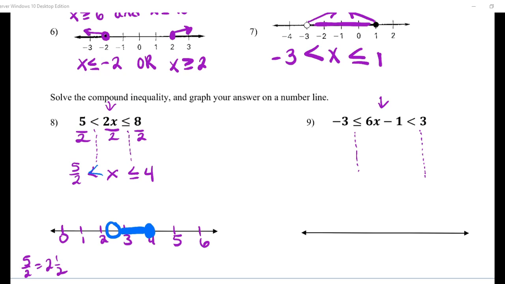Okay, so now let's do a two-step. So we have 6x minus 1 in the middle. So our first step would be to add 1 to all three sides. I tend to just wait till the end to fill in the inequality symbols, but you could certainly fill them in as you go. But I just kind of follow the line and fill them in at the end.